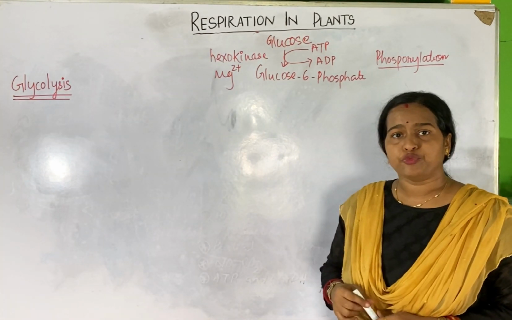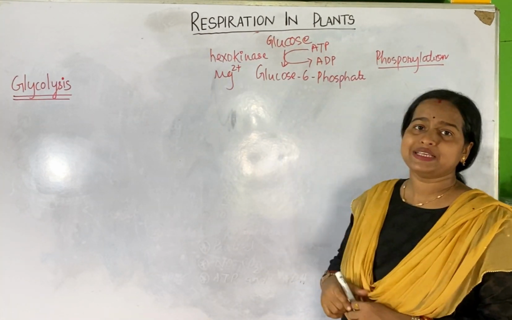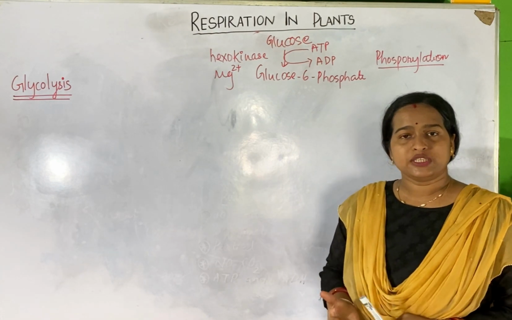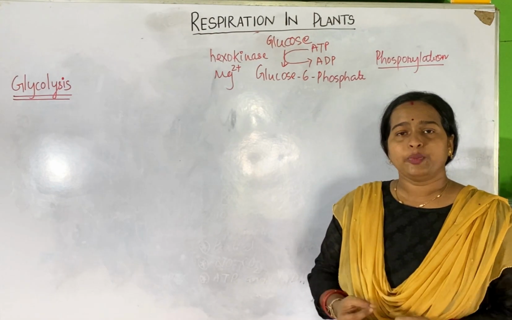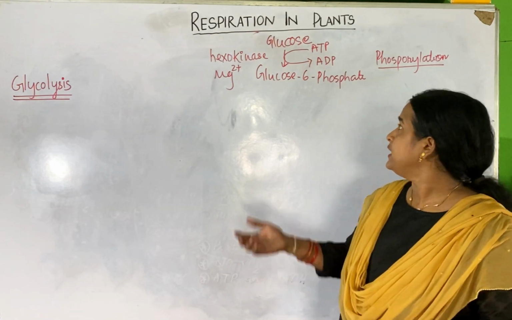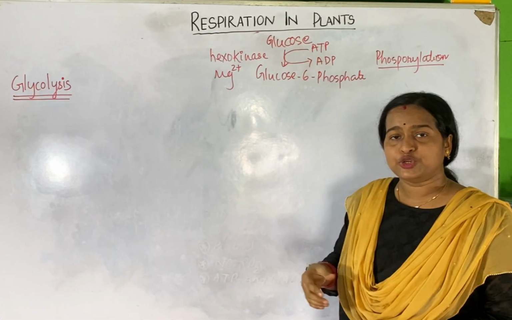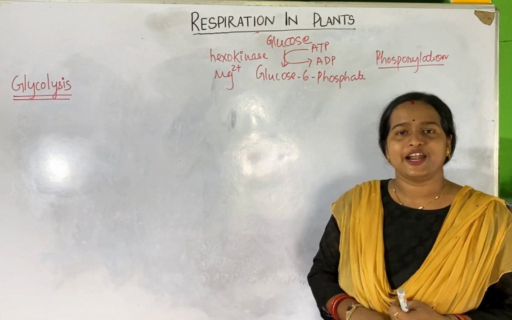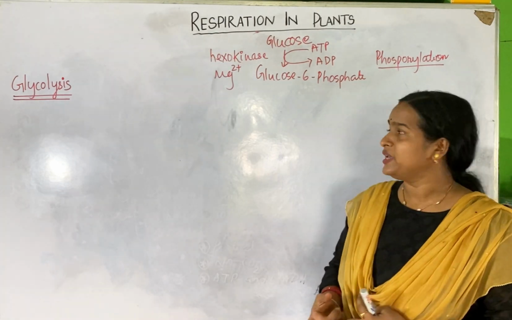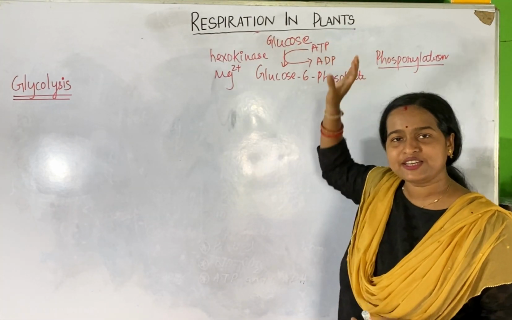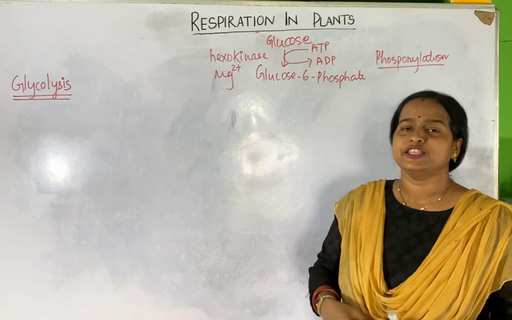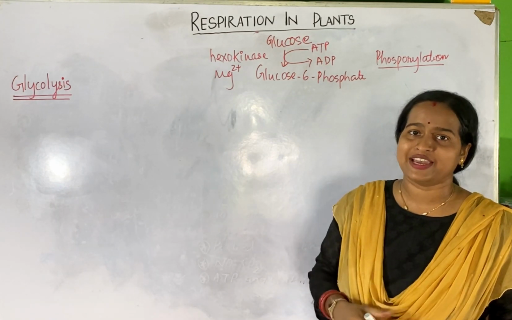Now you must be wondering why this ATP is utilized here. In the process of glycolysis, there should be the release of ATP, but here the ATP is utilized. You have heard that money makes money. That means we have to use this organic money in the preparatory phase, then we get a lot of money in the final stage.